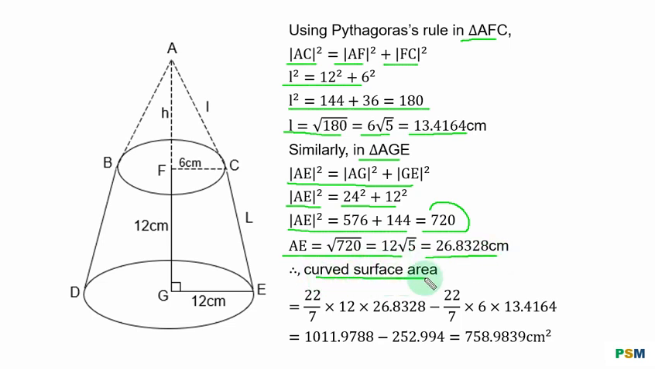surface area is equal to curved surface area of the bigger cone minus curved surface area of the smaller cone. When you simplify respectively, you have this result, and when you subtract, you have 758.9839 square centimeters.